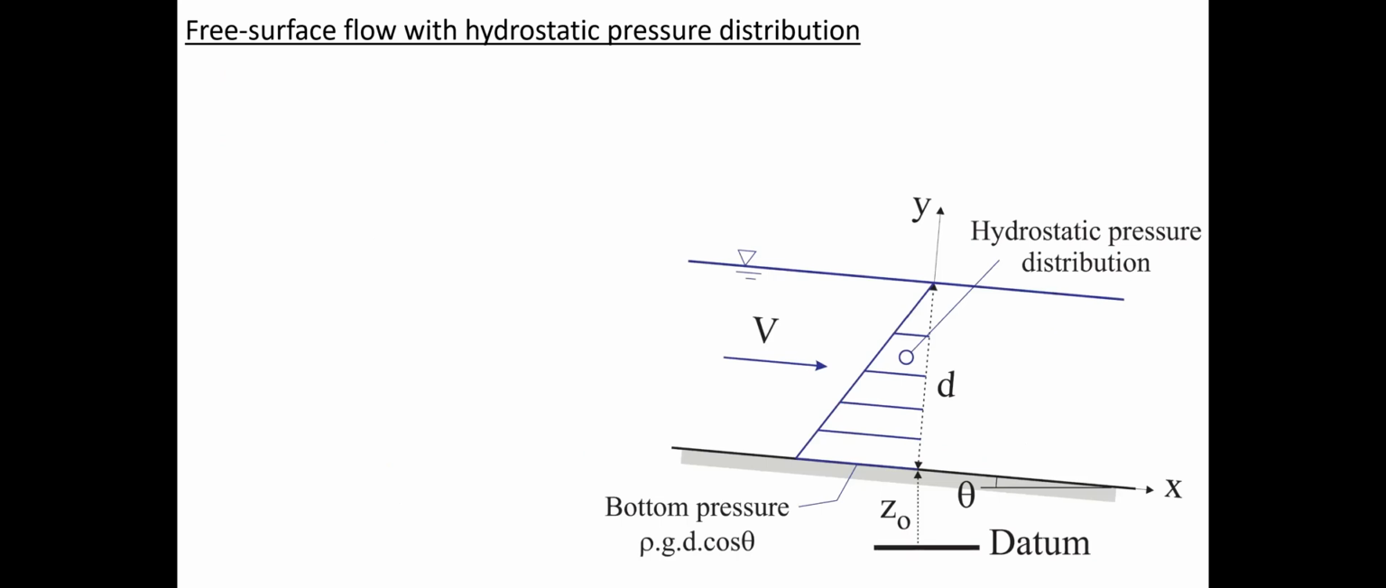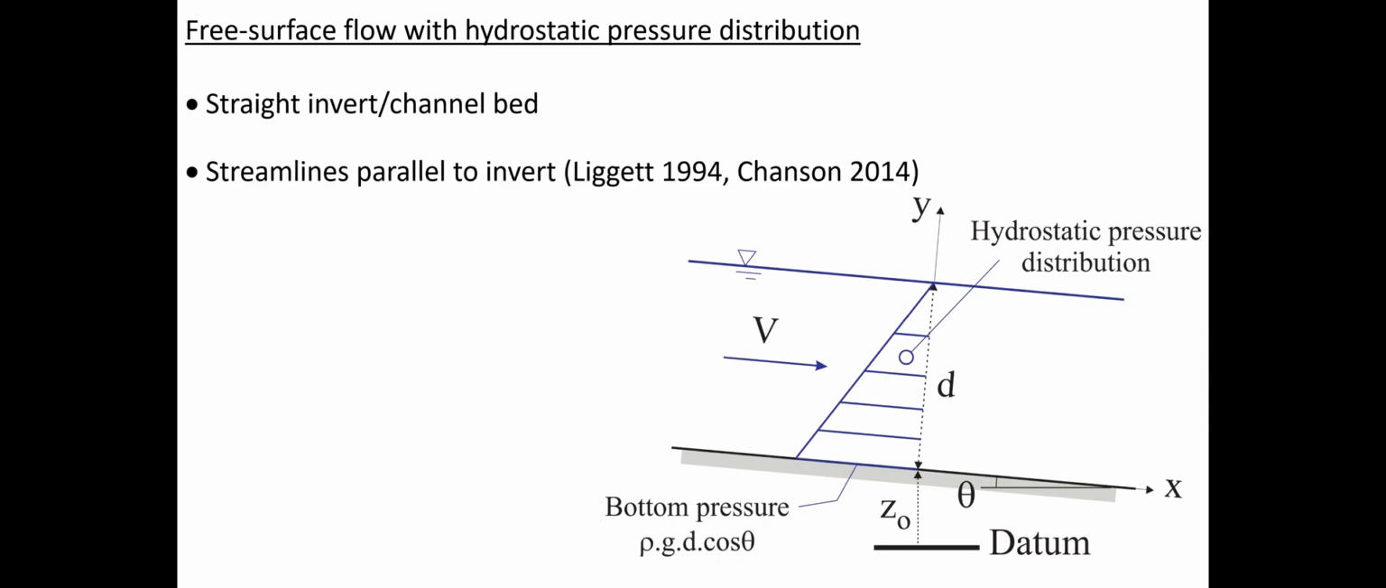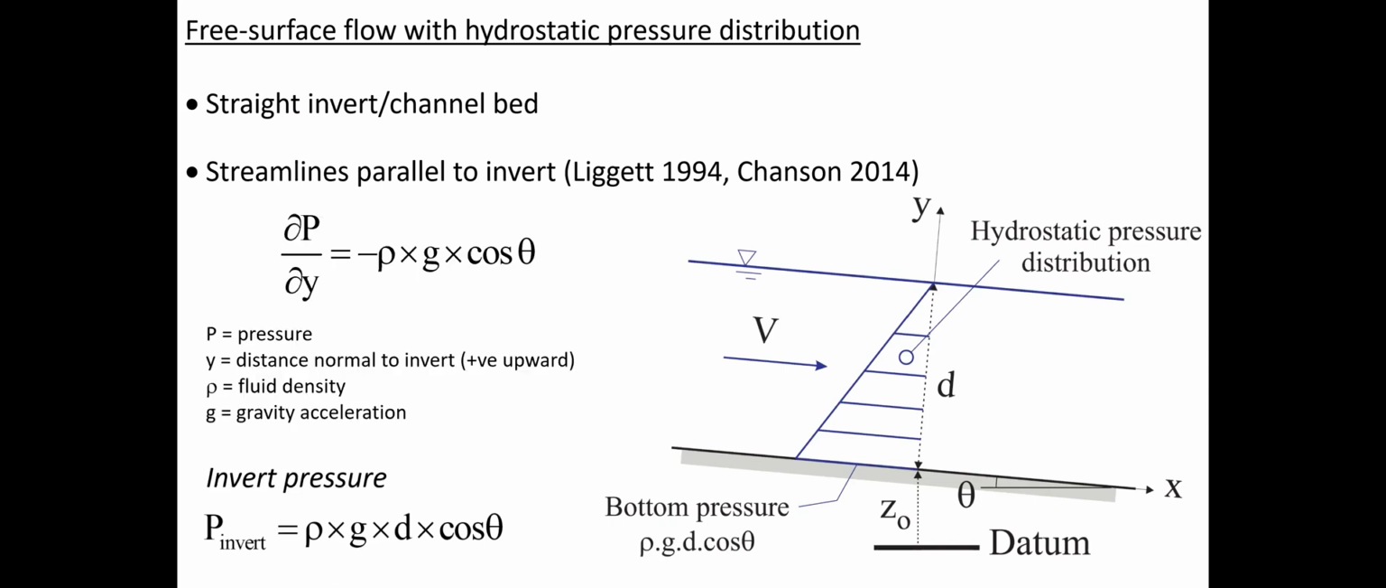In a free surface flow with hydrostatic pressure distribution, as sketched here, the vertical profile of the distribution is a triangle. And when we have a straight invert or channel bed, and the streamlines are parallel to the invert, the pressure gradient along the direction y normal to the invert will be dP over dy equal minus rho g cos theta, where theta is the angle between the channel bed and the horizontal. And in turn, at the bottom of the channel, the invert pressure will be rho g d cos theta.